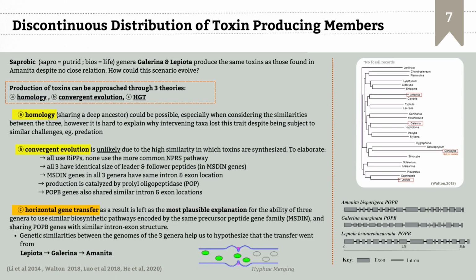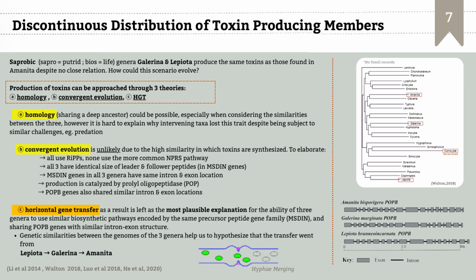An interesting thing that has been discovered is that there's a discontinuous distribution of toxin producing members. So we know that the toxins are produced by the Amanita genus, but they're also produced in the Galerina and Lepiota genera, which are saprobic. So they don't even use the same living strategy as the Amanita genus. They actually are decomposers, so they break down material.